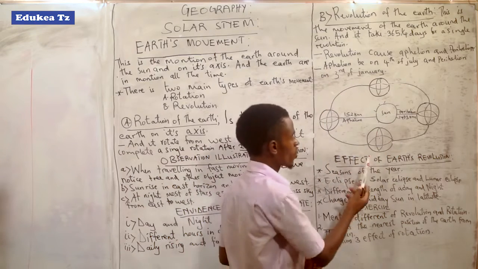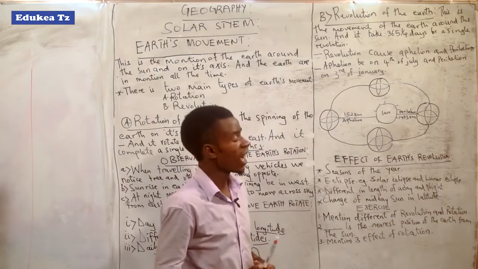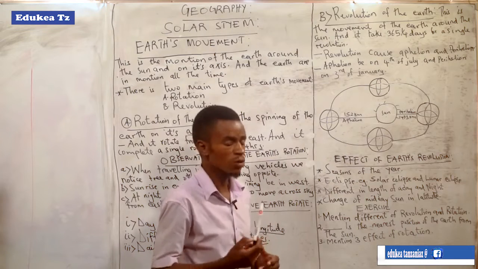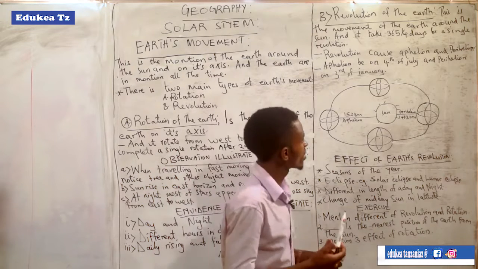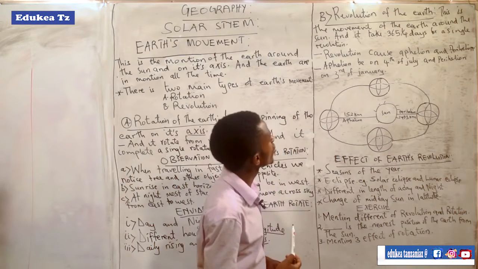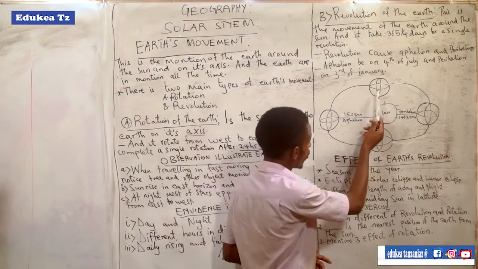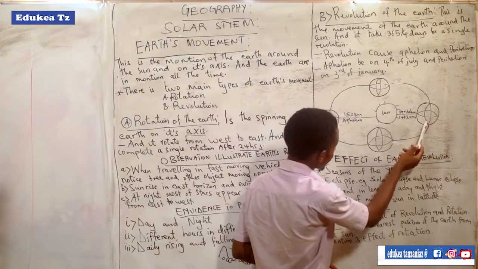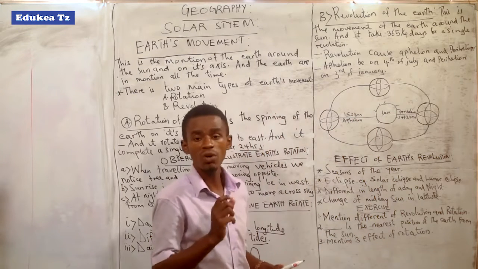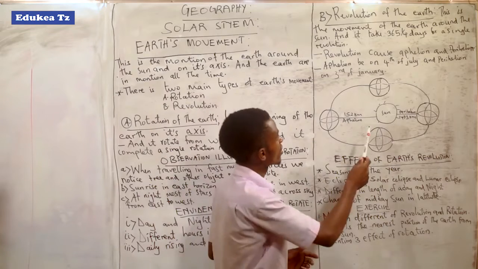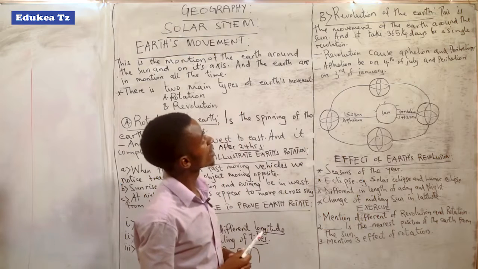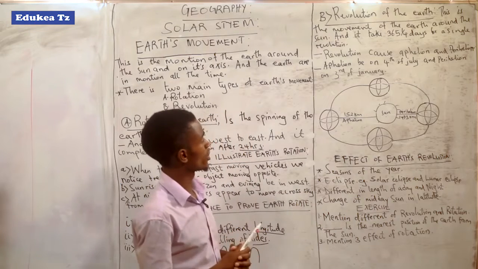But regarding this revolution, you have to remember that, as we discussed in the previous period, the Earth uses 365.5 or 365 and a quarter days to complete a single revolution. So from here, to revolve and turn back to that point, it takes almost one year, or almost 365 and a quarter days for a single revolution.